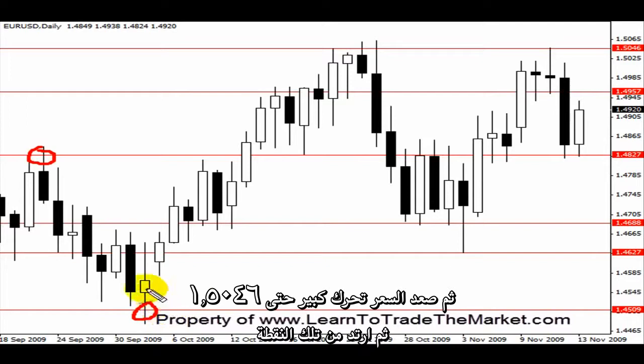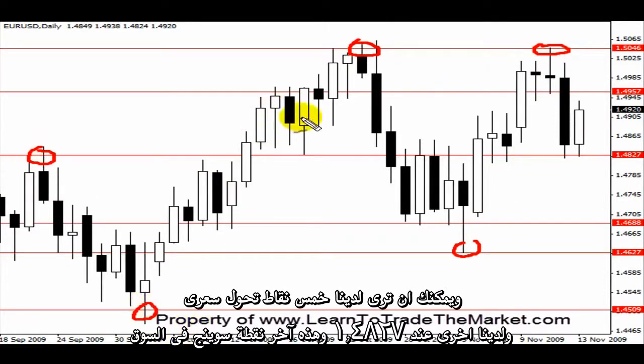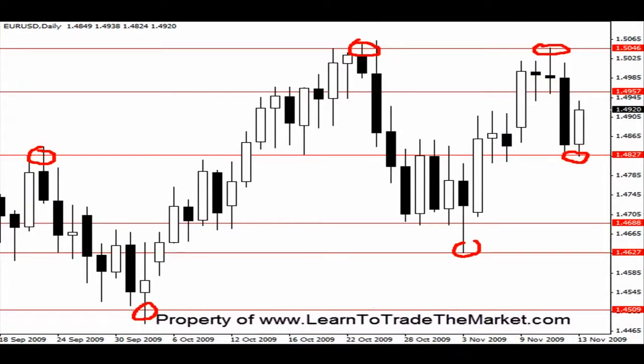Market then has a strong rally all the way up to 150.46 or thereabouts. I've circled that. Market then moves down to 146.27. And then market moves back up to 150.46. So you can see we've got 1, 2, 3, 4, 5 key levels, and obviously another one here at 148.27. That's where the most recent swing point or turning point is in the market.